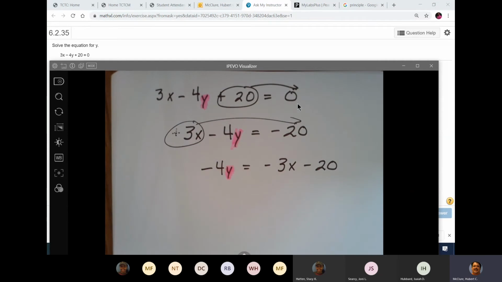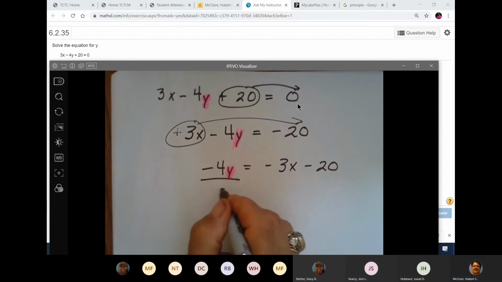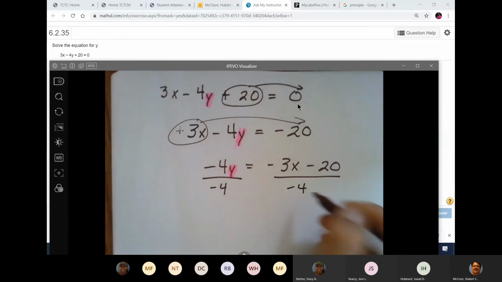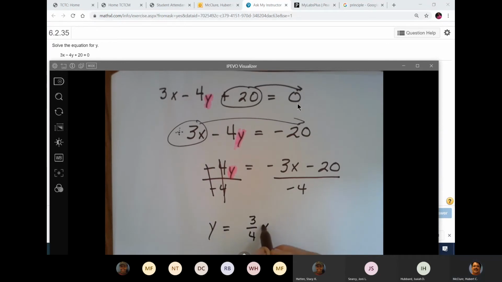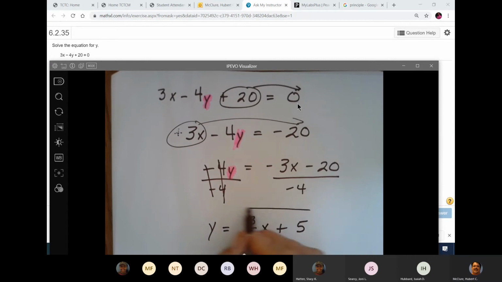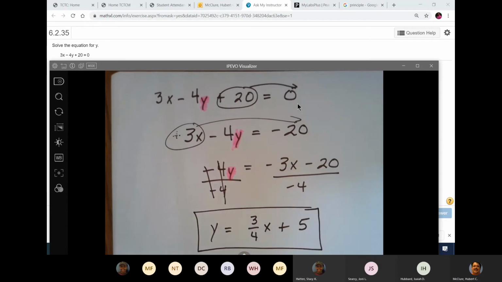How do I undo multiplying by -4? That means I want y'all to answer it. Divide by -4. Divide by -4. So y is equal to 3/4 x plus 5. Okay, now go ahead and look at it and let it soak in for a few seconds and then see if you got any questions.